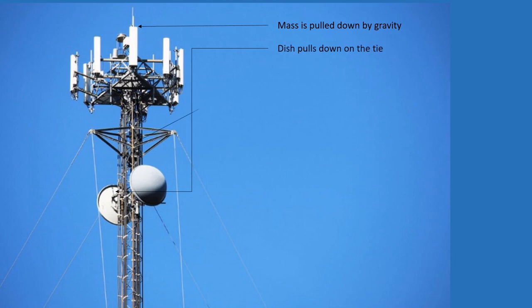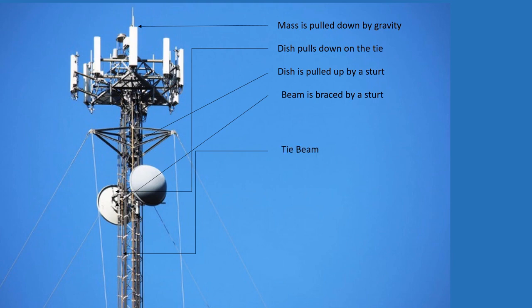If we look at this picture, we can see that the mass is pulled down by the force of gravity. We can then see that the dish pulls down on the tie. We can see that the dish is pulled up by a stud. We can also see the beam is braced by a stud. We can then also see a horizontal beam connecting two columns is called a tie beam. This beam supports the structure.